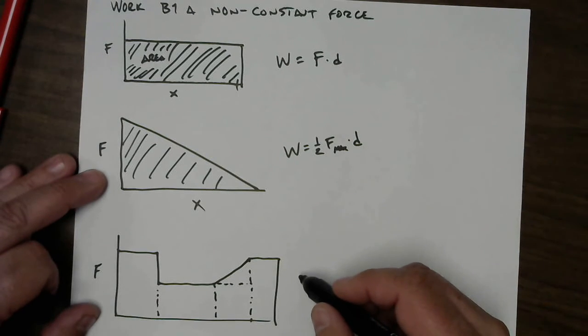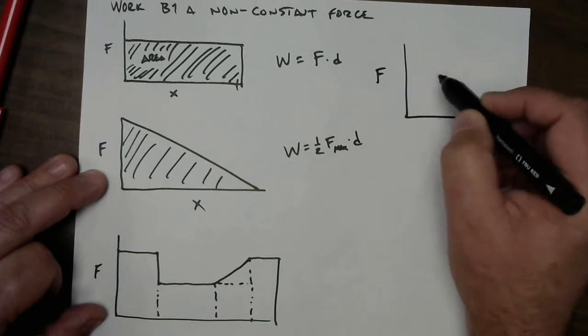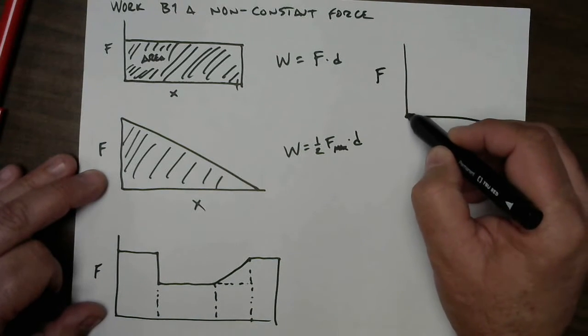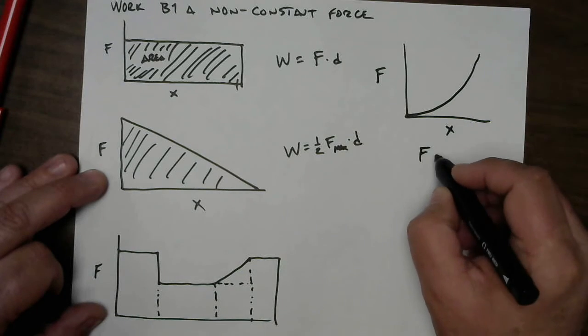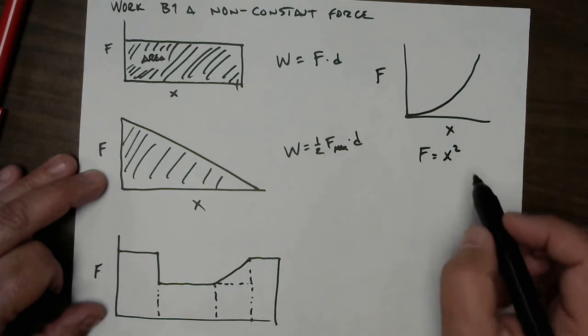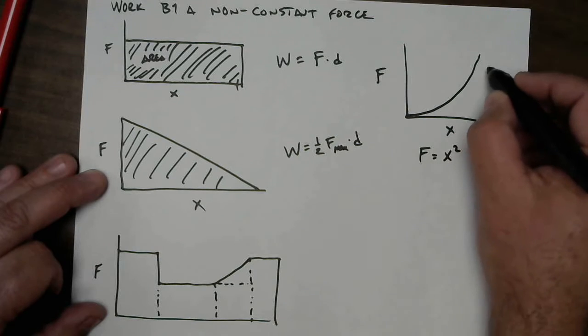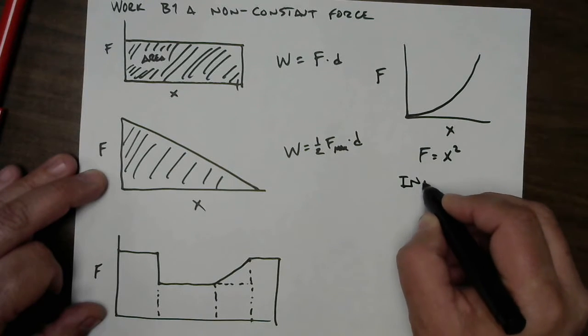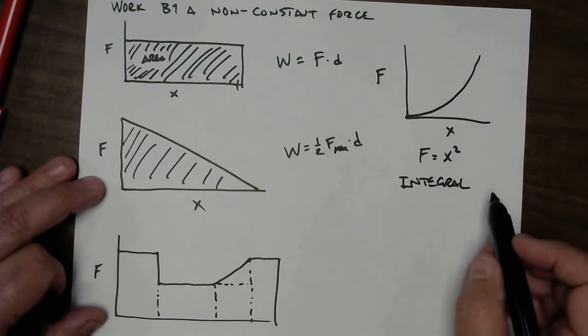But what if the graph was some sort of craziness? You know, like what if f was equal to x squared somehow, or proportional to x squared, I should say. Then we'd probably have to switch over from finding the area under the curve into doing an integral. And this is something you're going to learn how to do in your calculus class.